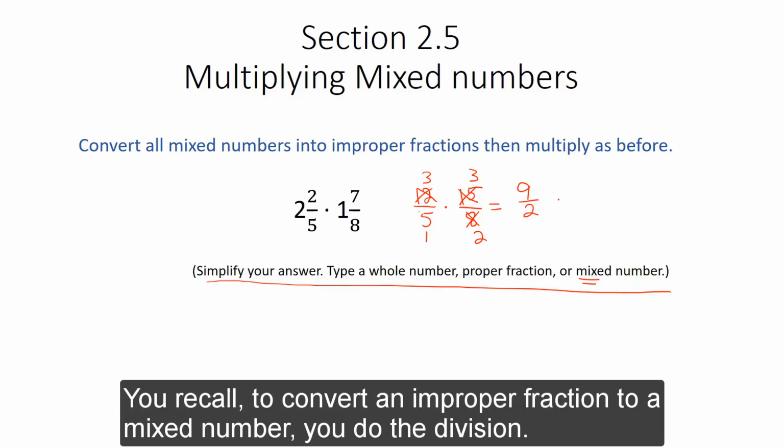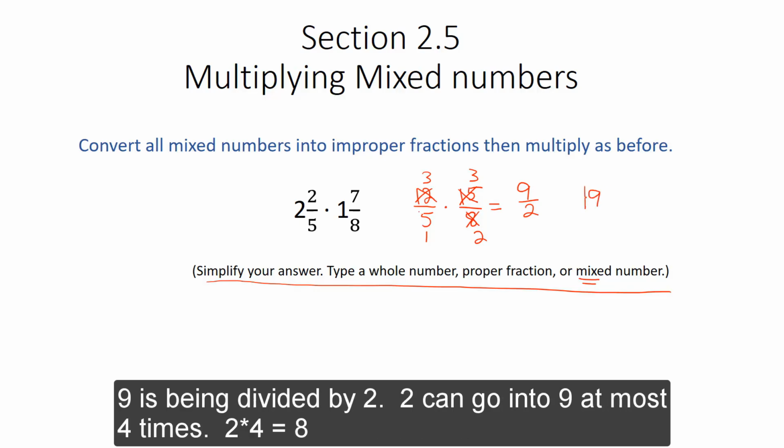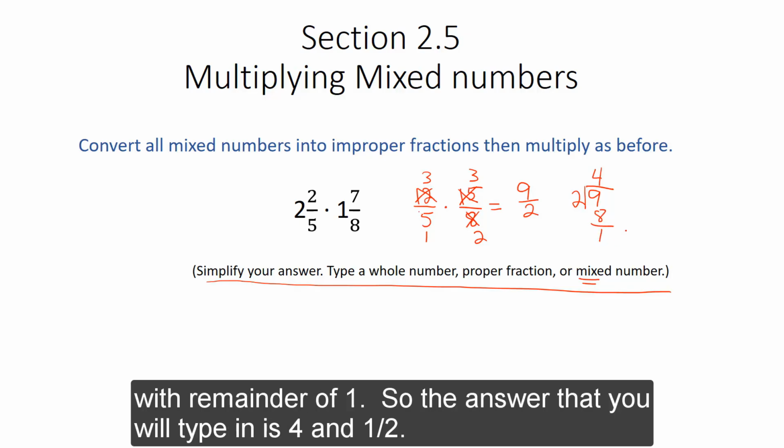So as you recall, to convert an improper fraction to a mixed number, you do the division. 9 is being divided by 2. 2 can go into 9 at most 4 times. 2 times 4 is 8, with a remainder of 1. So the answer that you will type in is 4 and 1/2.